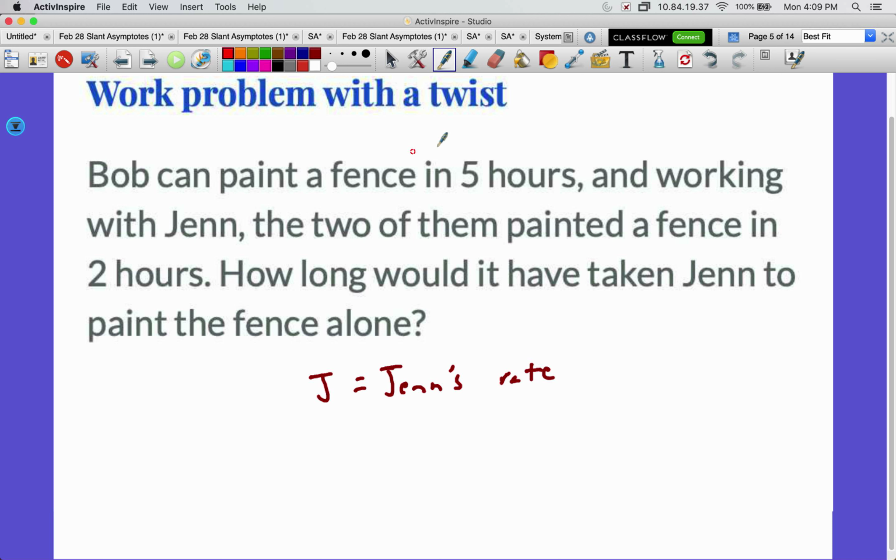All right, and so now Bob can paint a fence in 5 hours. They then worked for 2 hours, so we know that Bob painted 2/5 of that fence. If he had been given 5 hours, he would have gotten to 5/5 of that fence, but he only had 2 hours, so he painted 2/5 of that fence. So we know Jen had 2 hours working at her rate to paint her 3/5, so we can say 2 over her rate should equal 3/5, and together this should equal 1 fence.